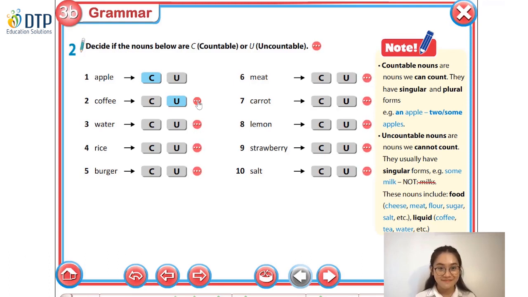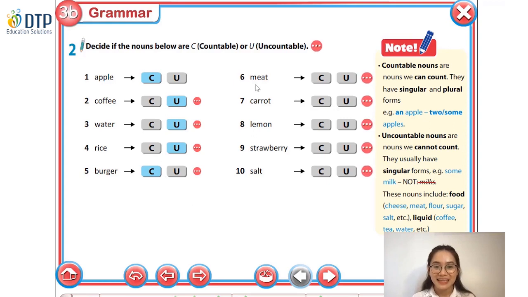Now, have you finished? Let's check it out. Water, is it countable or uncountable? So can we say one water, two water? No, right? So it should be uncountable now. Alright. And rice, similarly, can we say one rice or two rice? No. So it should be, yes, uncountable nouns. Good. And burgers, can we say one burger, two burgers? Yes, right? So it should be countable noun.